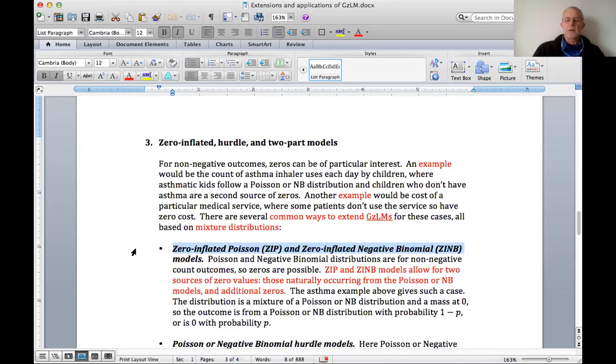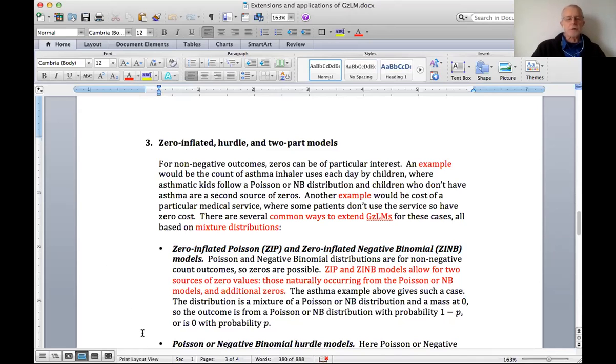than you would think. An example is, say you're looking at inhaler use in a population of kids, but a lot of kids are not asthmatic, so they wouldn't ever use any inhalers. So you'd have this big batch of zeros for non-asthmatic kids, plus the zeros that come from a Poisson or negative binomial, due to days when an asthmatic kid just doesn't happen to use their inhaler. Okay, so you see there's two sources of zeros, and the model has to be able to sort those out.